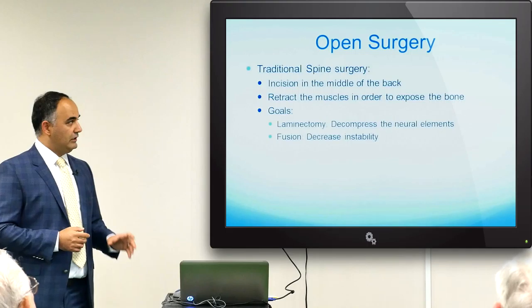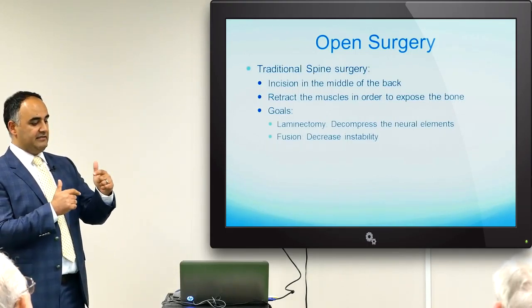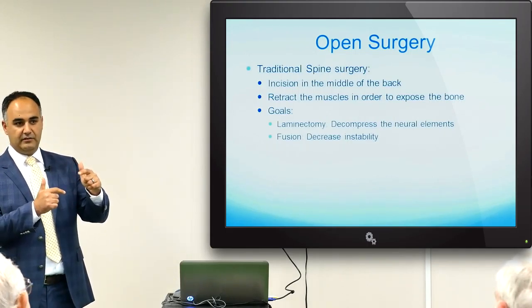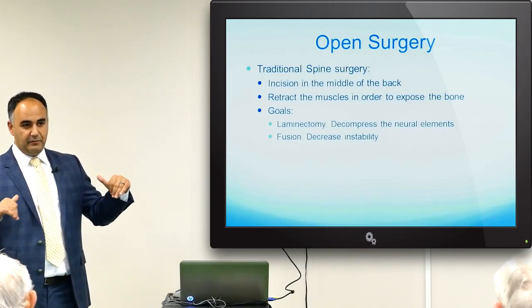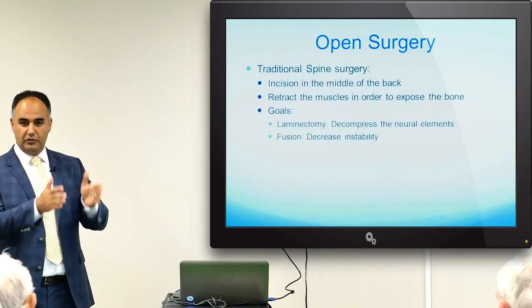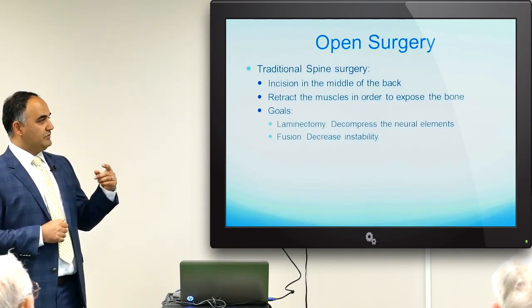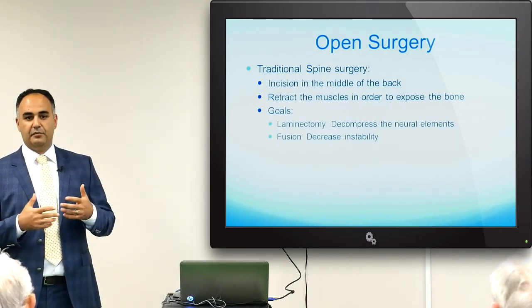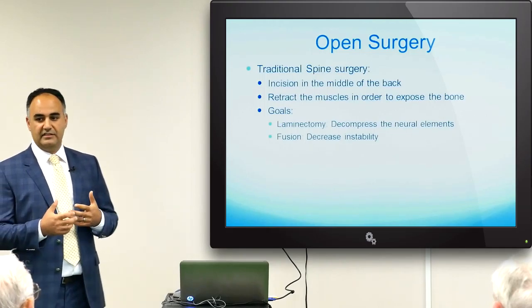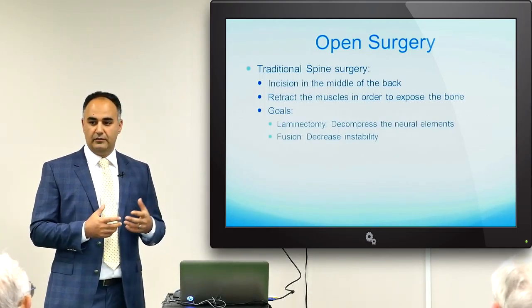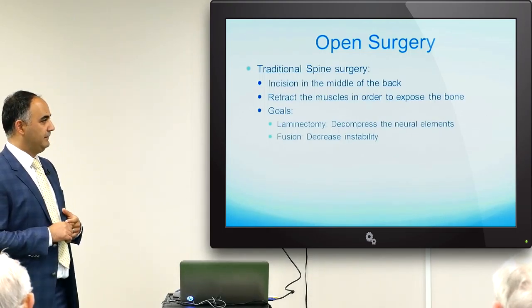So in our traditional spine surgery, we make a long incision in the back along the midline of the patient's spine, and we retract the muscles out, giving us good exposure of the back bony architecture. And then we do two things. We either do a laminectomy, which is to decompress that tight space, and then if there's instability, we do a fusion, which is the screws and rods that people hear about. Those are the only two things spine surgeons do. We do laminectomies and we do fusions, basically. But they're done for very specific reasons.